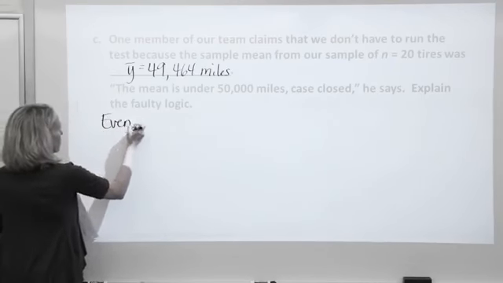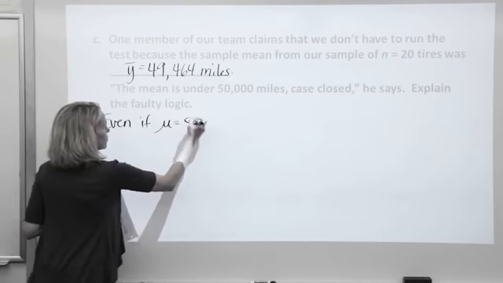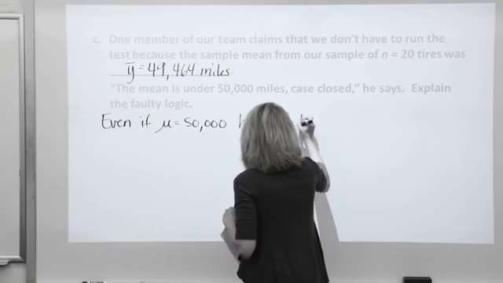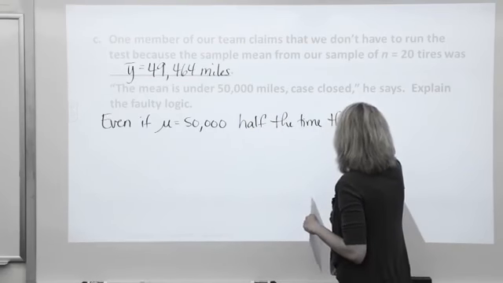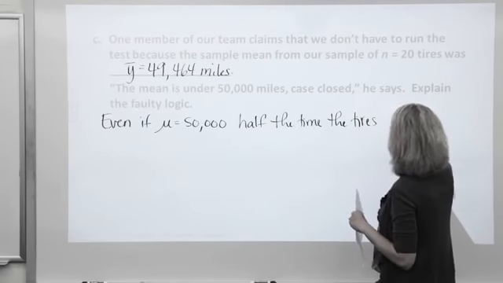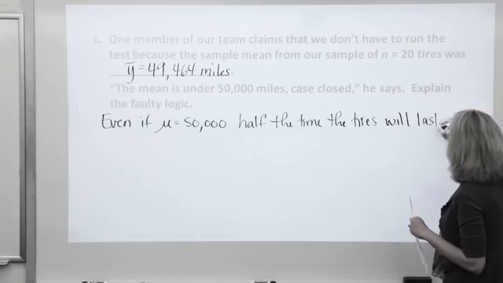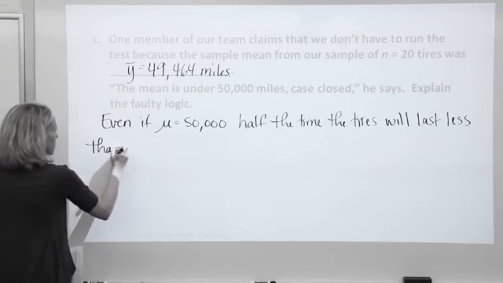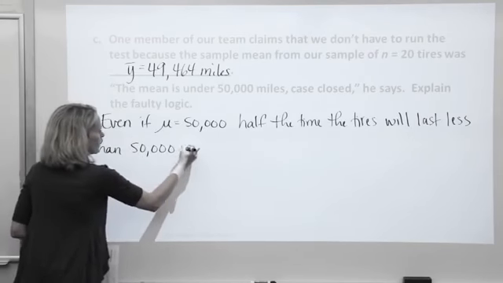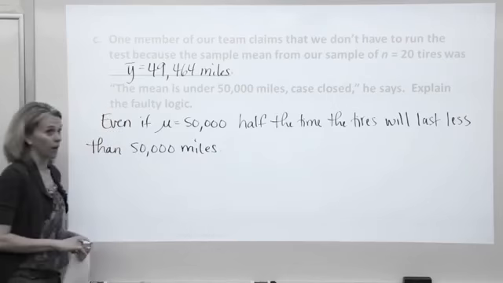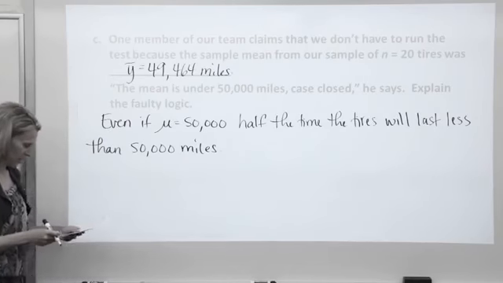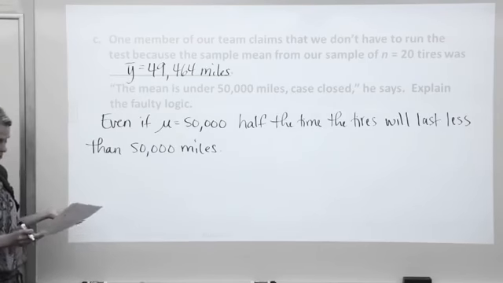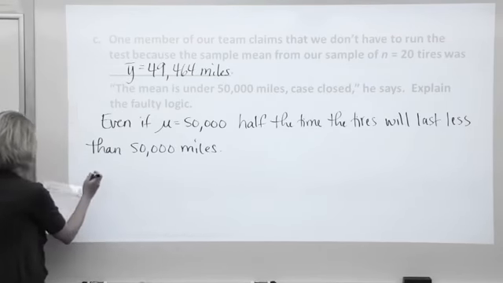So a couple things here. Even if the average is 50,000 miles, half the time the tires will last less than that. Half the time they'll last longer than that. And so our sample mean would have to, again, be convincingly less than that in order for us to not recommend the tires.